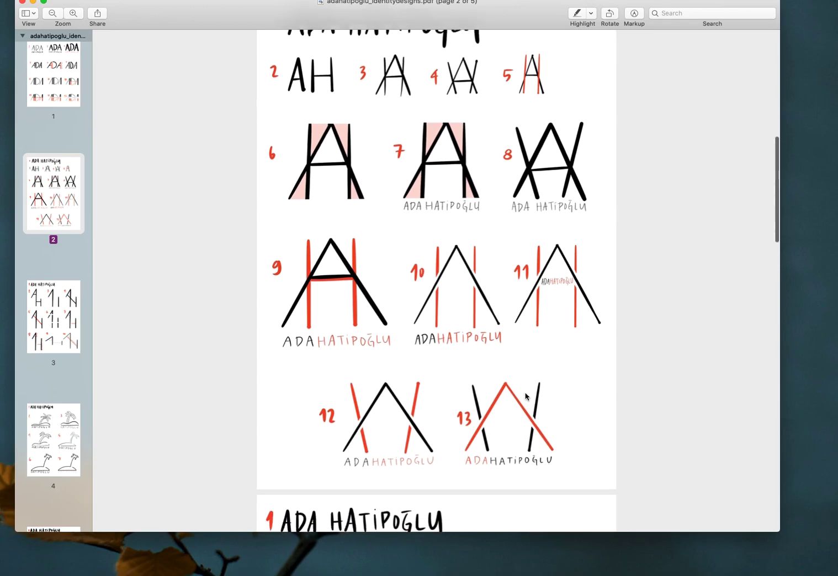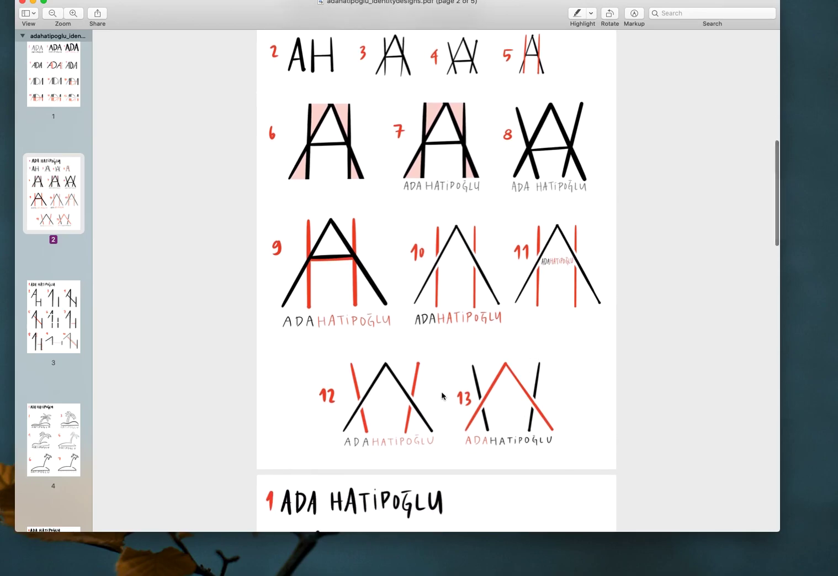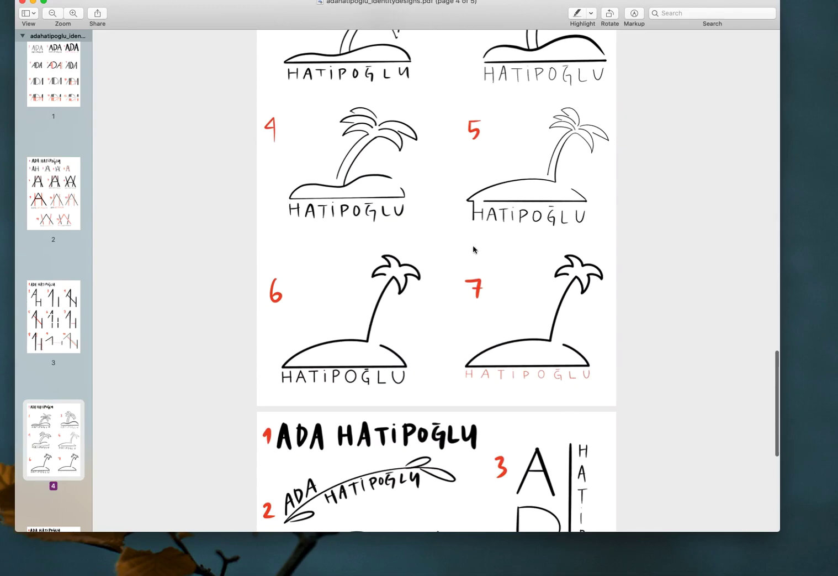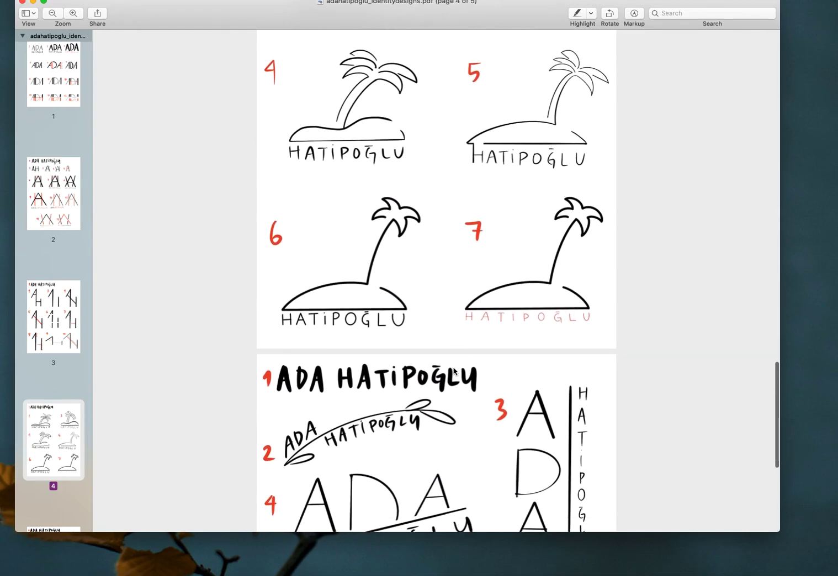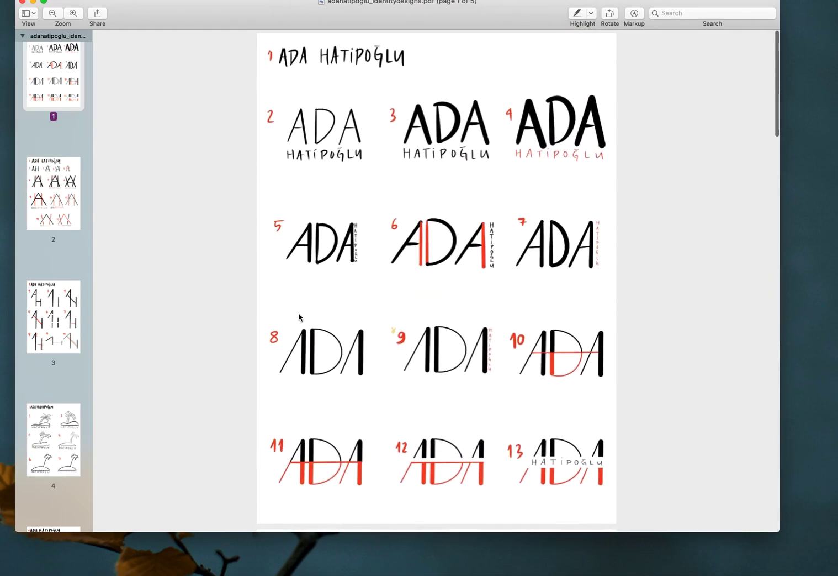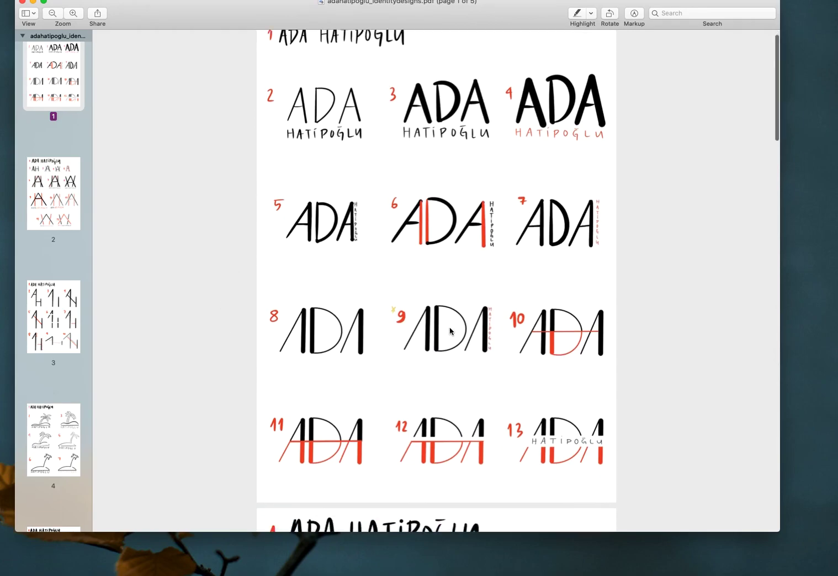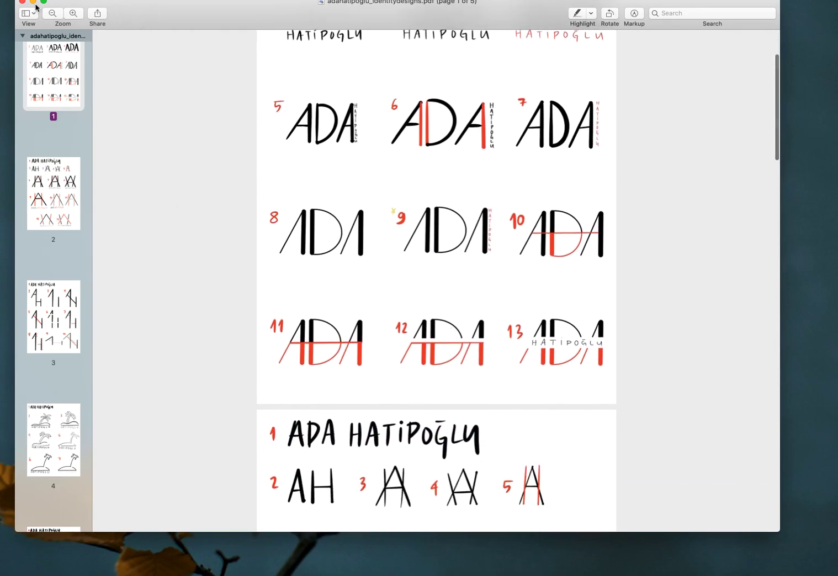So I think my choice would be this, but like I said, it's a personal thing, whether you want to have a more figurative thing or whether this is where your heart lies, it's up to you. Good luck. Now I'm moving on to Betul.